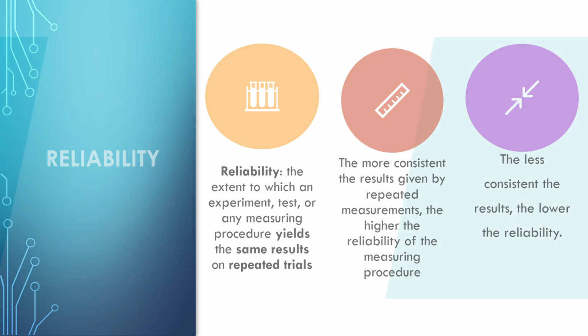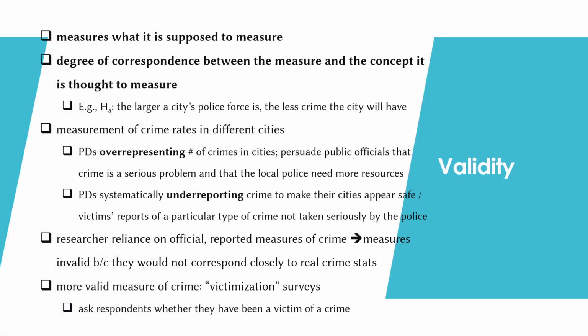So reliability is the idea that a measure measures what it is supposed to measure. And again, this is where I say you can't measure weight with a ruler. It makes no sense. So think about reliability as the degree of correspondence between the measure and the concept that it is thought to measure. So measure height with a ruler, centimeters, meters, feet. Measure weight with pounds, kilos, grams, and so on.